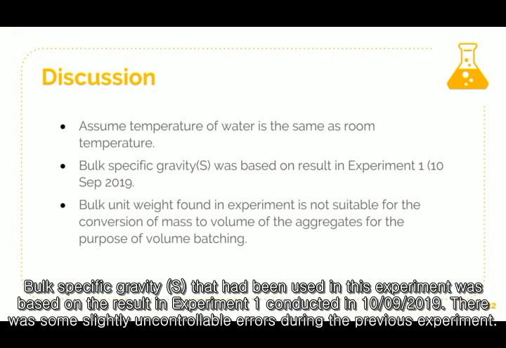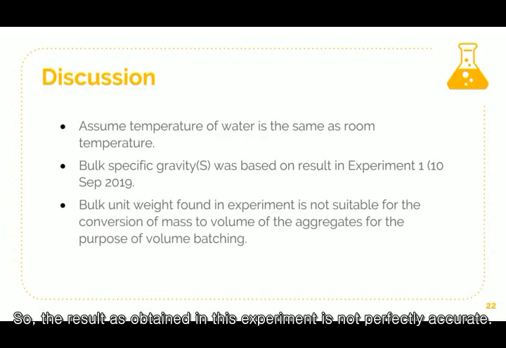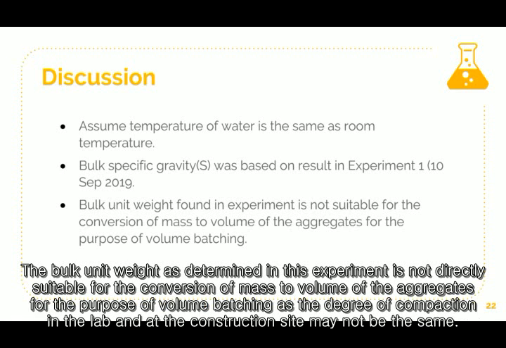The bulk specific gravity that had been used in this experiment was based on the result in experiment 1 conducted on 10 September 2019. There were some slightly uncontrollable errors during the previous experiment, so the result obtained in this experiment is not perfectly accurate. The bulk unit weight as determined in this experiment is not directly suitable for the conversion of mass to volume of the aggregates for the purpose of volume batching, as the degree of compaction in the lab and the construction site may not be the same.